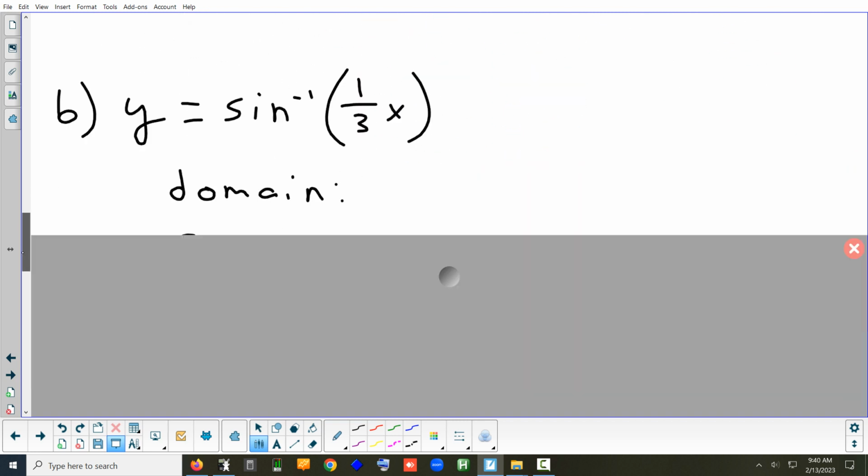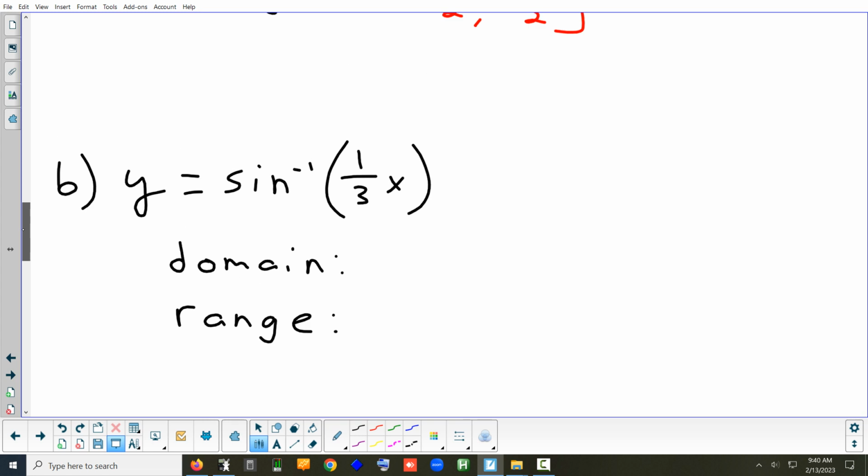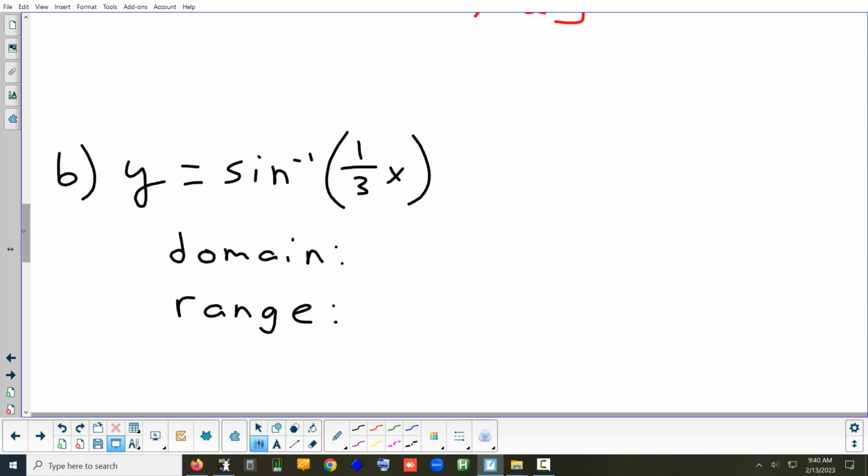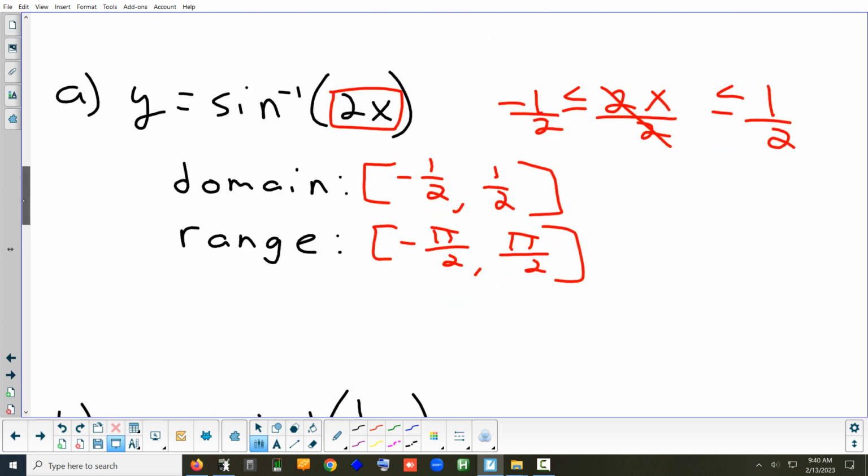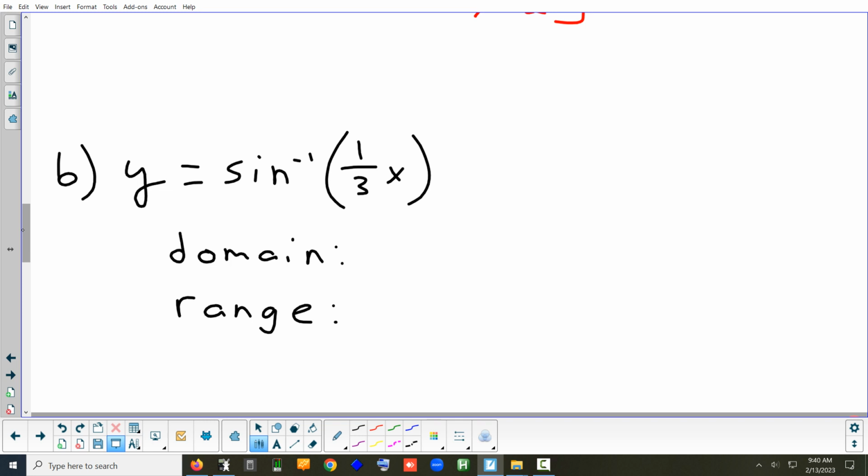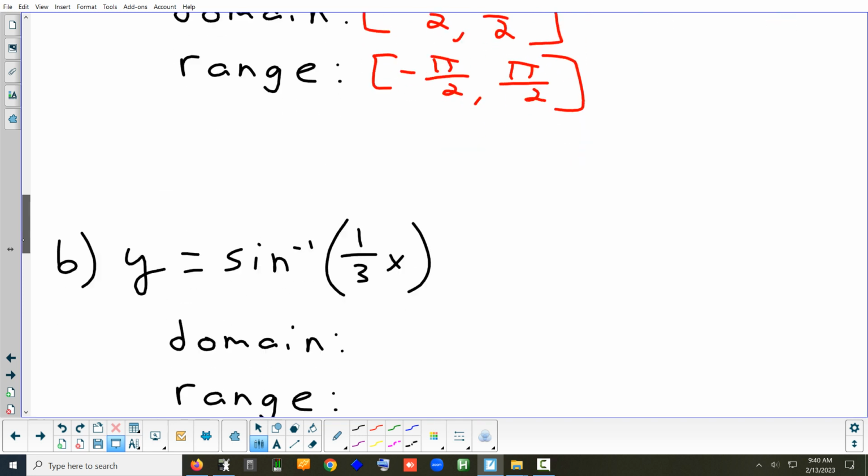All right, let's try this one. Well, it's the same type of problem. I'm plugging in a value for b. So I know the range is staying the same. We already know the range from the last problem.